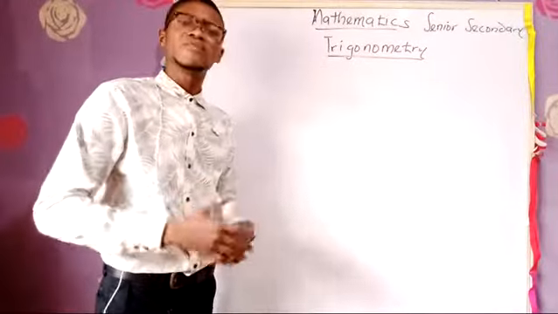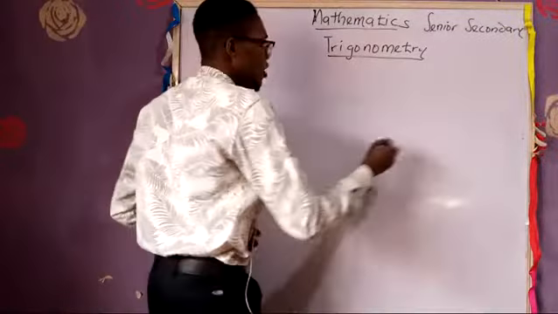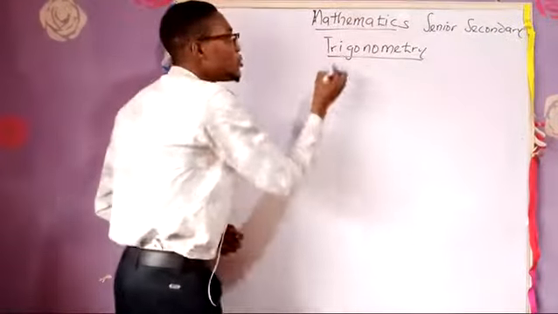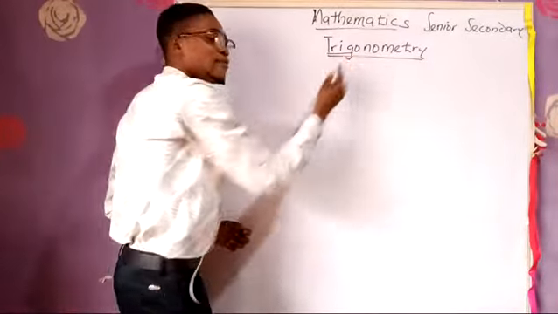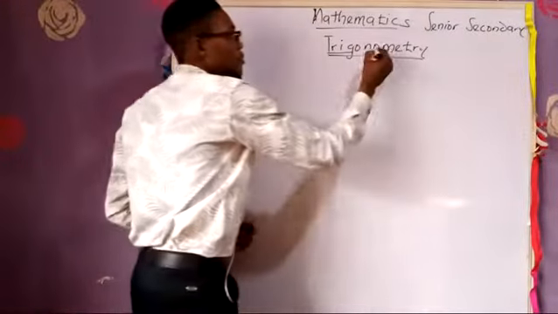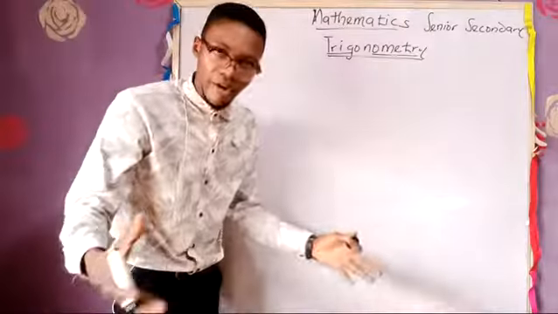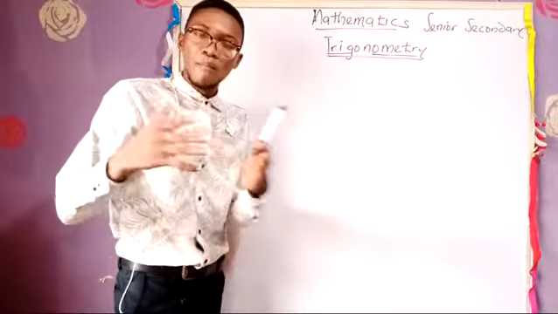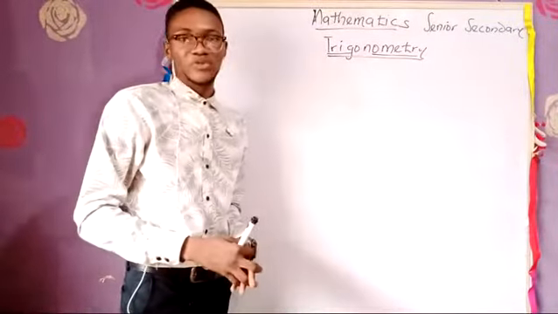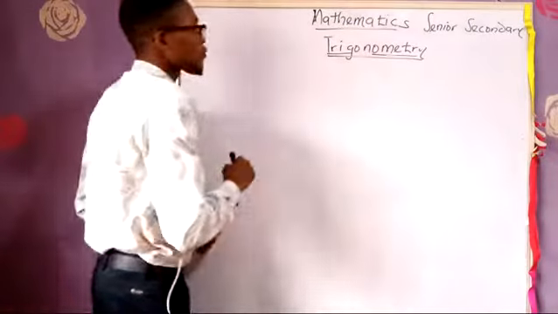First thing you need to ask yourself, what is trigonometry? Trigonometry means trig for triangles, metry for the measure, that is, measure of triangles. Are you with me? Okay.